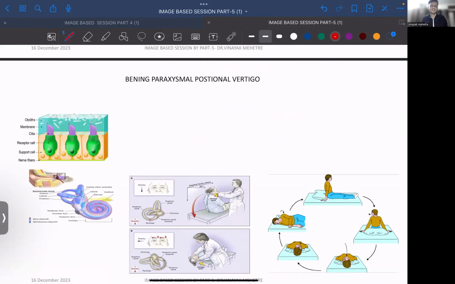A patient presented with vertigo. No other features are given. Remember, the most common cause of vertigo is BPPV. What happens in BPPV?